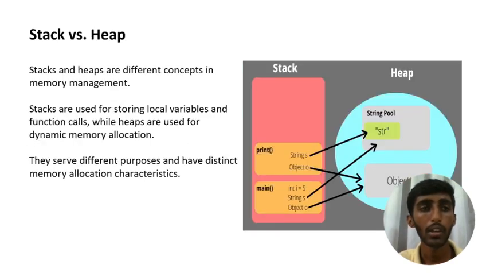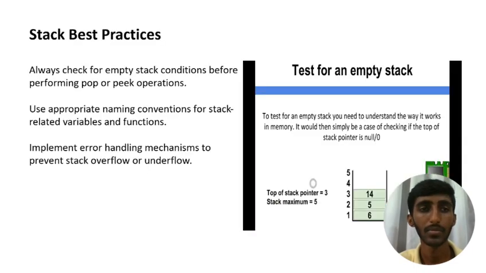Stack versus heap. Stack and heap are different concepts in memory management. Stacks are used for storing local variables and function calls, while heap is used for dynamic memory allocation. They serve different purposes and have distinct memory allocation characteristics.